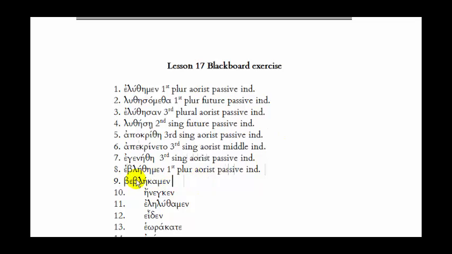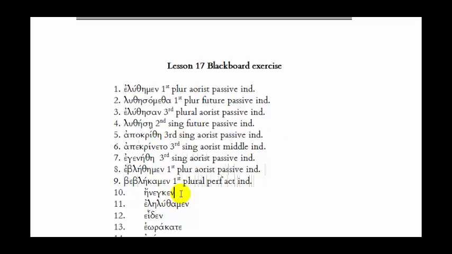Notice you see a reduplication here, and you see a kappa that screams what? Perfect. Perfect is the only one that does that. And the amen here suggests what? Again, another first plural. So first plural, perfect, active, indicative, meaning what? We have thrown, we have cast.